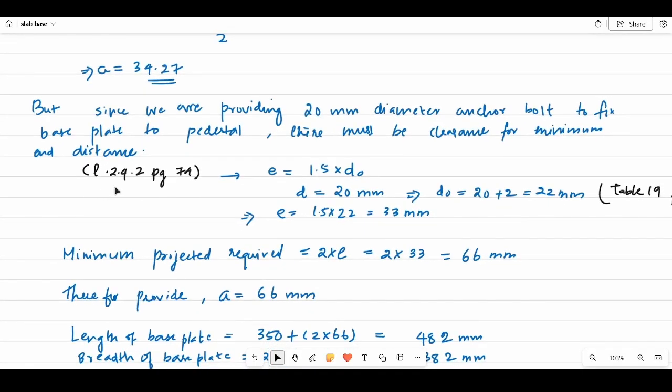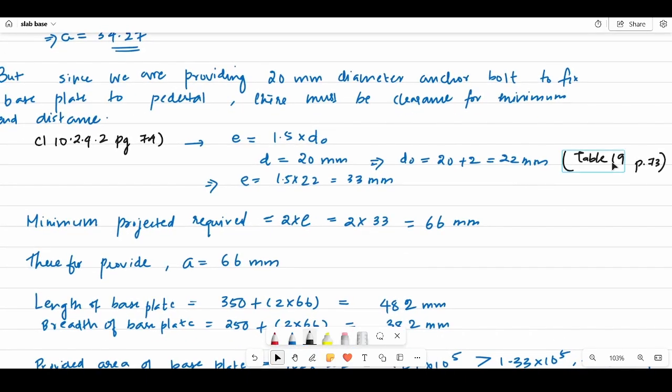Now when we go to clause 10.2.4.2, there is a 10 also in this clause, because design of connection is in clause 10.2.4.2, and there the minimum edge distance is given as 1.5 times the diameter of bolt hole. So for a 20 mm bolt, the diameter of hole has to be 22, obtained from table 19 of page 73, 2 mm clearance. So the minimum end distance has to be 33. Now the projection required will be 2 times the end distance, because of the bolt hole front and back, so it will be 2 times 33, which is 66.